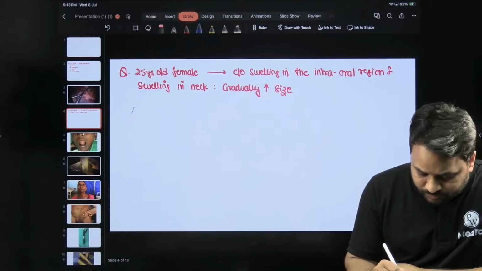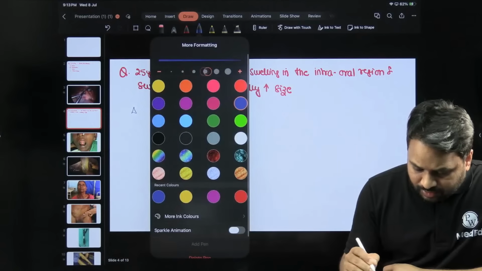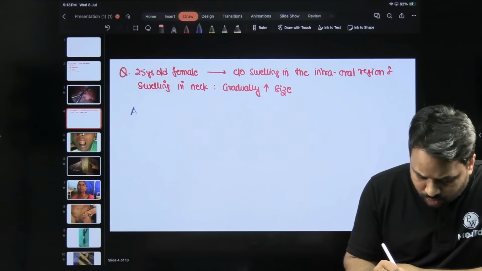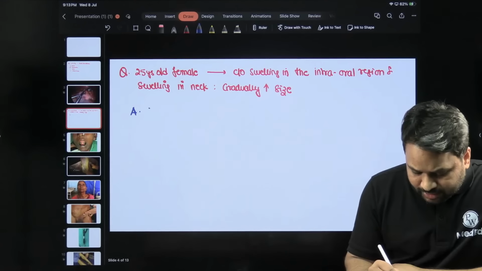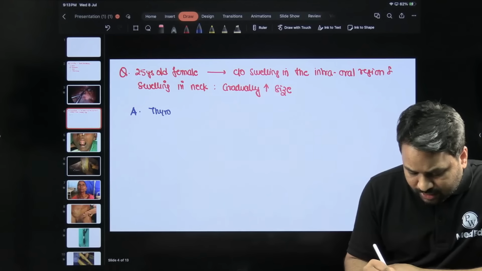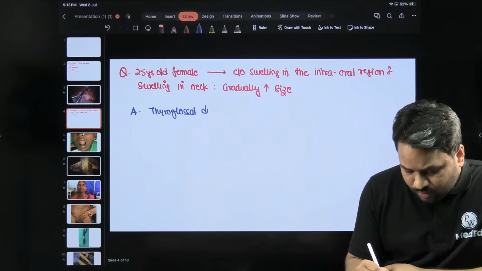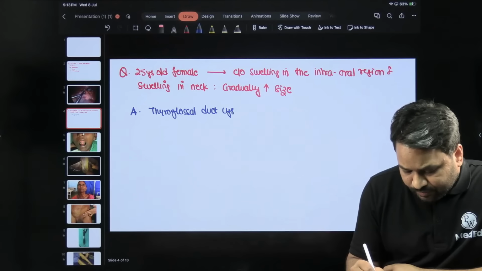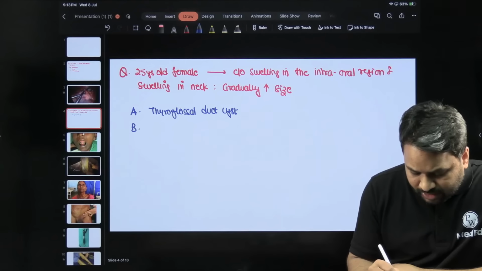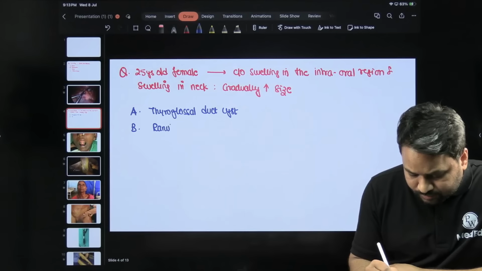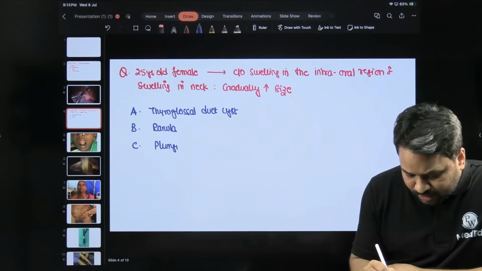Option A. Do you think it is thyroglossal duct cyst? Option B, is it ranula? Option C, whether it is a plunging ranula.